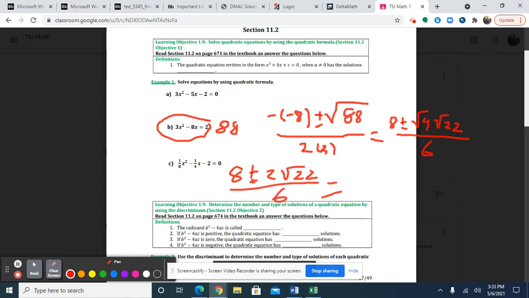So now we're just going to go ahead and simplify this as a fraction. So we can take each one individually. 8 over 6, which simplifies to 4 over 3, plus or minus 2 over 6, which simplifies to just 1 over 3. So we can just say square root of 22 over 3. And that's our answer right there. 4 over 3 plus or minus the square root of 22 over 3.